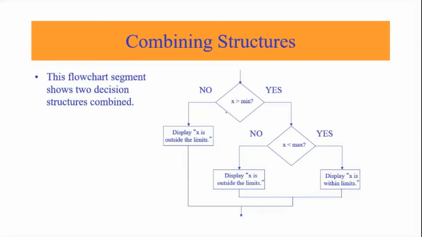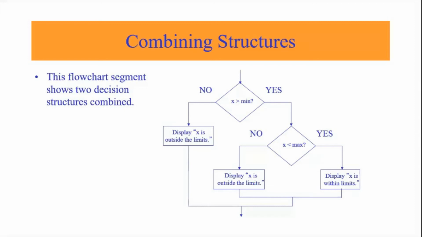So here is the input to the first decision structure, that is, whether x is greater than minimum. If this condition evaluates to true, it goes to yes, then we check whether x is less than maximum. If it is again yes, then display x is within limits. If x is not less than maximum, then display x is outside the limits.